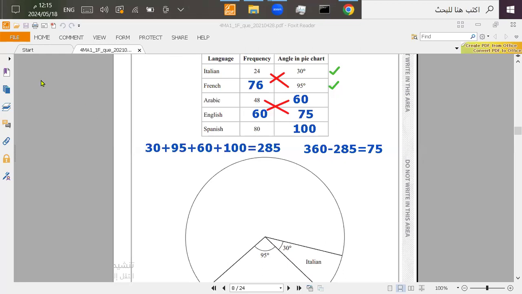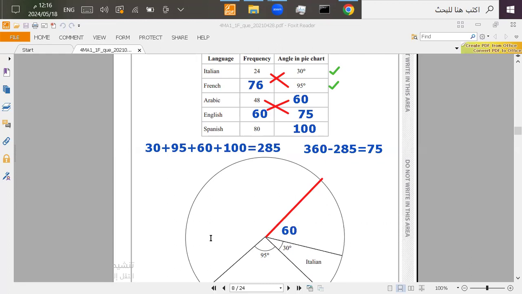Now let's do the 60. The 60 and the 30 is almost the same as the 95. So it means that this one could be 60 like this, yes. Okay, so this one is 60 degrees.